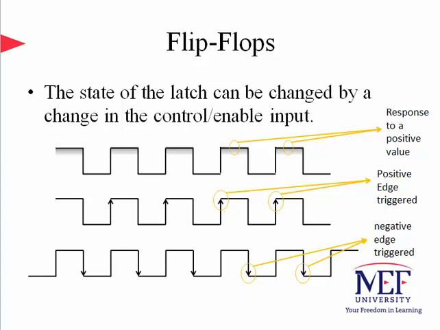Latches show responses to positive levels, but we usually need circuits that respond to signal transitions. These circuits are called flip-flops. The state of the latch can be changed by a change in the control or enable input. Therefore, a latch with pulses at the control or enable input is essentially a flip-flop, which is triggered every time the enable signal goes to logic 1.